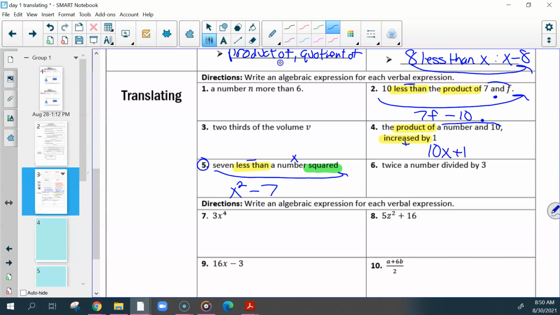So again, you choose whatever variable you want, unless it specifies which variable it is. Anytime you are putting numbers and variables together, even though it says a number and 10, we usually put numbers before the variable and then increase by 1. Questions on that?